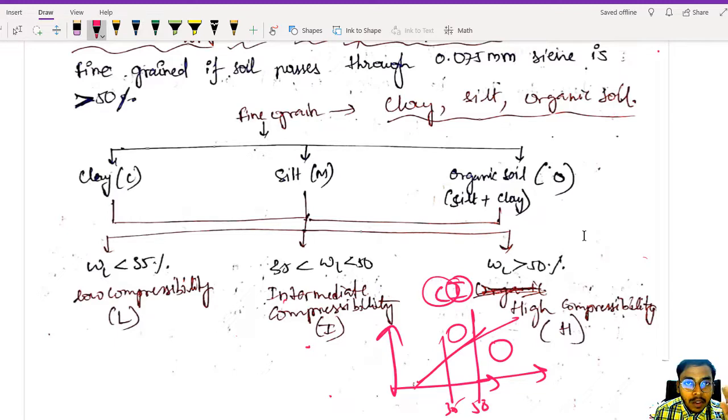Here it is clearly below the A line, so it is silt, represented by M, or it could be organic content, also represented by O. So it is of high compressibility. Because it is more than 50, it is high compressibility, so you write H, high compressible silt. As simple as that. Everything is clear, right?